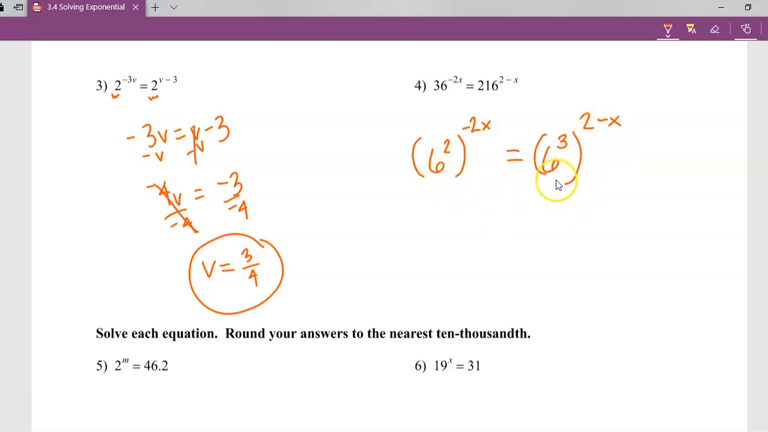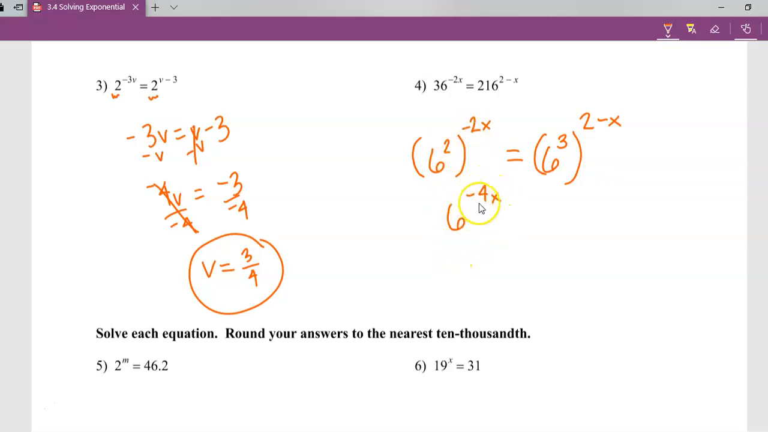Again, I'm trying to get the bases to match so that I can solve the equation using the exponents. Because 36 is 6 squared and 216 is 6 to the third, I can replace the 36 with 6 squared and the 216 with 6 to the third. But I can't forget that these are also raised to another exponent. Now remember our exponent rule: if I have an exponent raised to another exponent, I can simplify that by multiplying the exponents together.